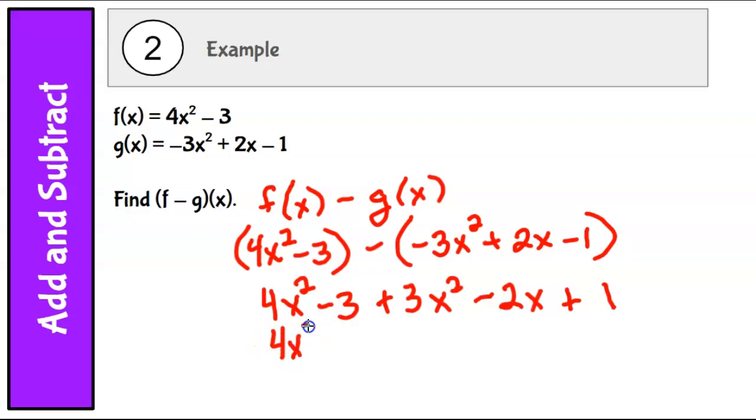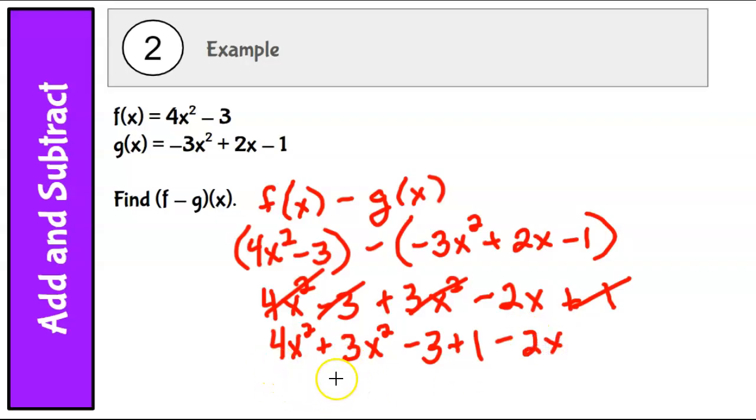So 4x squared, I'm going to put the like terms next to each other, plus 3x squared. So I use that one and I use that one. Minus 3, I'm going to put together with the plus 1. Those are like terms that don't have variables in them, and then minus 2x. So 4 plus 3 is 7. Remember, we don't change the exponent when we're adding or subtracting. Minus 3 plus 1 is minus 2, and then minus 2x.